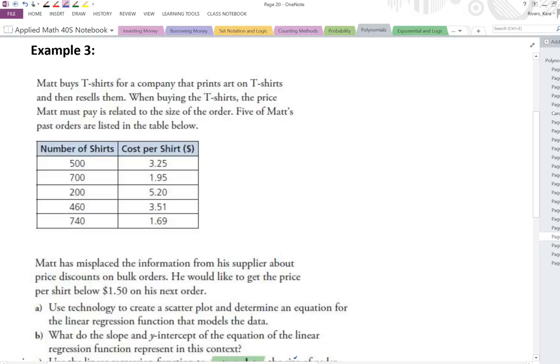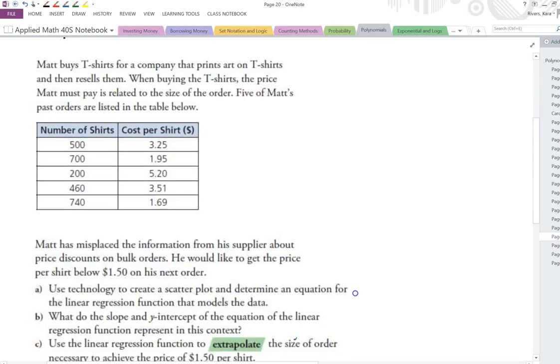Example 3 says Matt buys t-shirts from a company that prints art on t-shirts and then resells them. When buying the t-shirts, the price Matt must pay is related to the size of the order. Five of Matt's past orders are listed in the table below. So let's try another one of these. It says Matt has misplaced the information from his supplier about the price discounts on bulk orders. He would like to get the price per shirt below $1.50 on his next order. Use technology to create a scatter plot. Determine an equation for the linear regression function that models the data. So let's go ahead and do that.